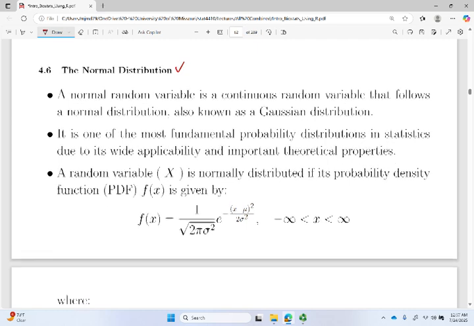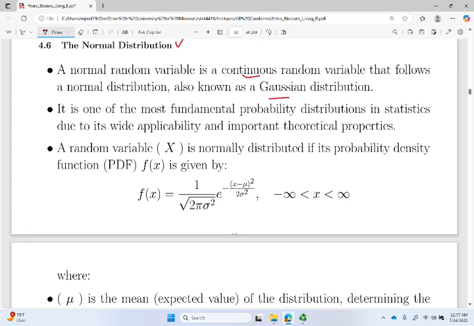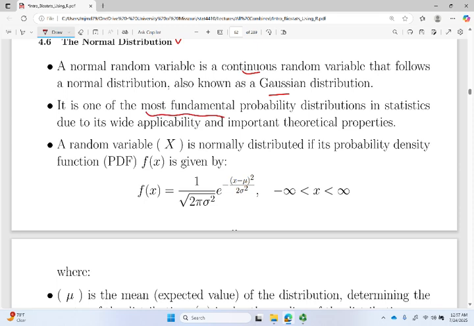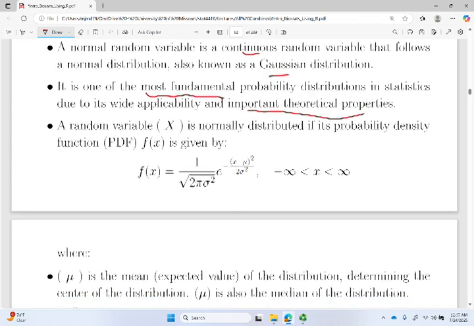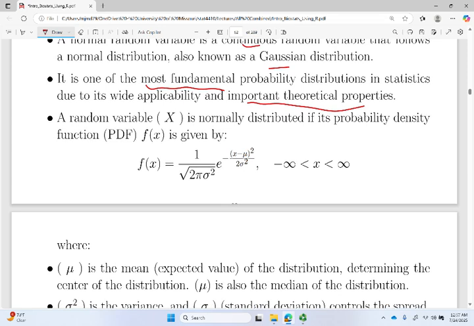So let's look at the normal distribution. And I think most people have heard of a normal distribution. They call it the bell curve, the Gaussian distribution. It's a continuous random variable. It's one of the most fundamental probability distributions in statistics, period, mic drop. And there are several important theoretical properties, and we'll look at a few of them here.